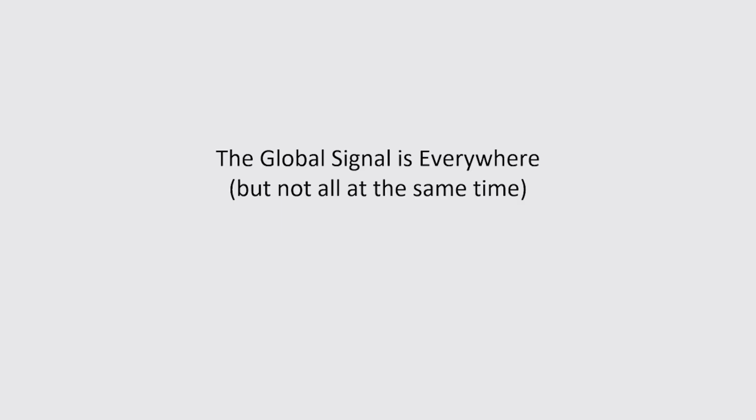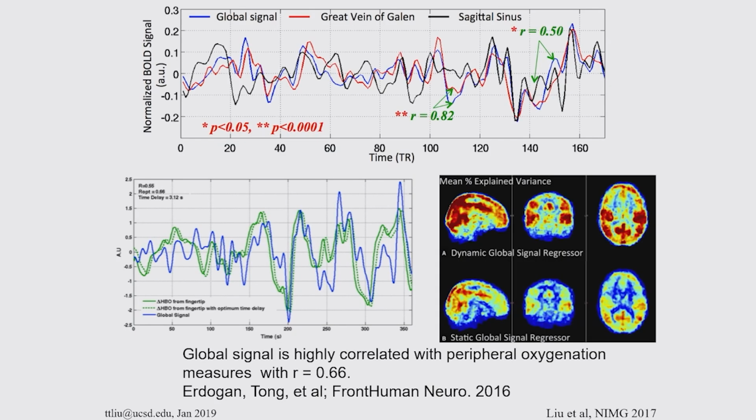Okay, so let's talk a little bit about what the global signal is, dive a little deeper, and the title of this talk is The Global Signal is Everywhere, but Not All at the Same Time. Okay, and what do I mean by that? Well, first of all, it is everywhere. So for example, this is some nice data from Hongzhen right there, showing that the global signal in blue is very similar to the signal you measure in the big draining veins.